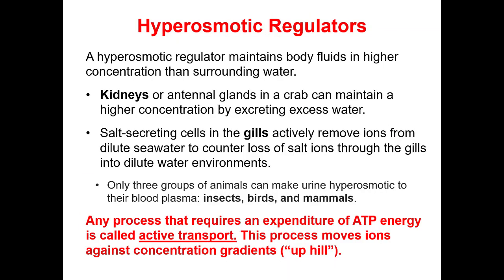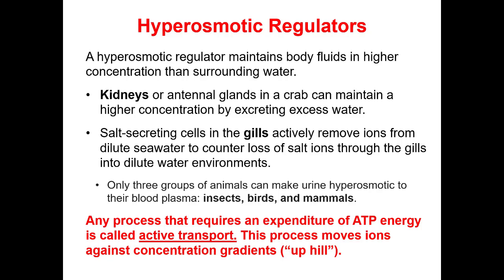An animal that is hyperosmotic to its environment has to regulate its internal water balance. Kidneys or antennal glands found in aquatic crustaceans can help the animal maintain a higher concentration of salts by excreting excess water. Salt-secreting cells in the gills of fish actively remove ions from dilute seawater in order to counteract the loss of salts flowing across the gills into dilute water environments.